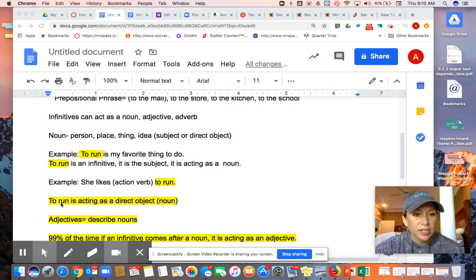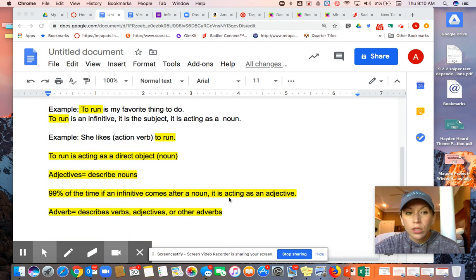Okay, so I stopped right here. If you have an action verb, you're going to look for a direct object, and we know direct objects are nouns or pronouns. So if it says "she likes to run," she's my subject, likes is my action verb. So I'm going to say, likes what? To run. So to run is acting as a direct object, which is a noun.